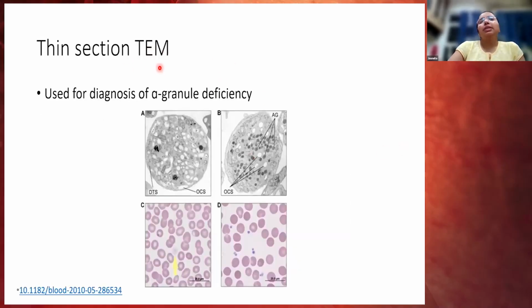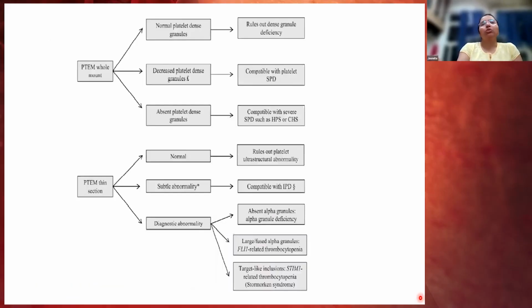Now, this one is the same section transmission electron microscopy, and this is used for diagnosis of alpha granule defect. So here, B is a normal platelet where you nicely have these gray alpha granules sitting here, and these are completely absent in this patient. And here was the CBC clue that we had seen earlier also, the lack of granules in the platelets compared to a normal individual. So this is again, the electron microscopy can aid us in picking up a reduction in the alpha granules and also of the dense granules.